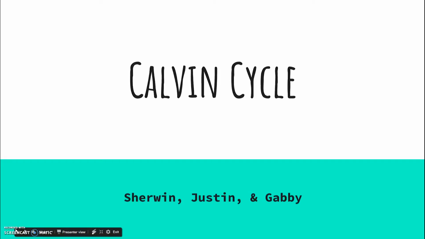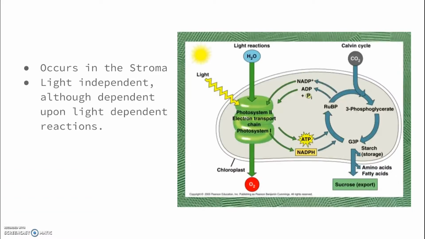Our project is on the Calvin cycle. It occurs in the stroma and it is light independent, although it is dependent upon light dependent reactions. It happens after light dependent reactions in the thylakoids. The output of the light dependent reactions are some NADPH and much more ATP, which are the input of the Calvin cycle, along with carbon dioxide.